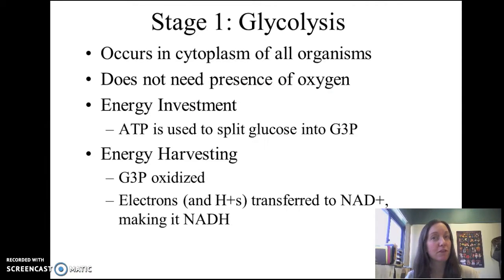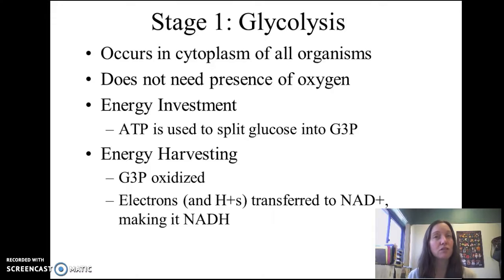So let's talk about the first step, glycolysis, sugar splitting. This occurs the same way in all organisms, and it happens in the cytoplasm of all organisms. Notice that it doesn't need oxygen and it doesn't need a mitochondria because it happens in the cytoplasm. It first involves an energy investment. That is, a little bit of ATP is needed to split glucose into two molecules. So a little ATP is used, glucose gets split into two molecules of G3P. That stands for glycerol 3-phosphate.